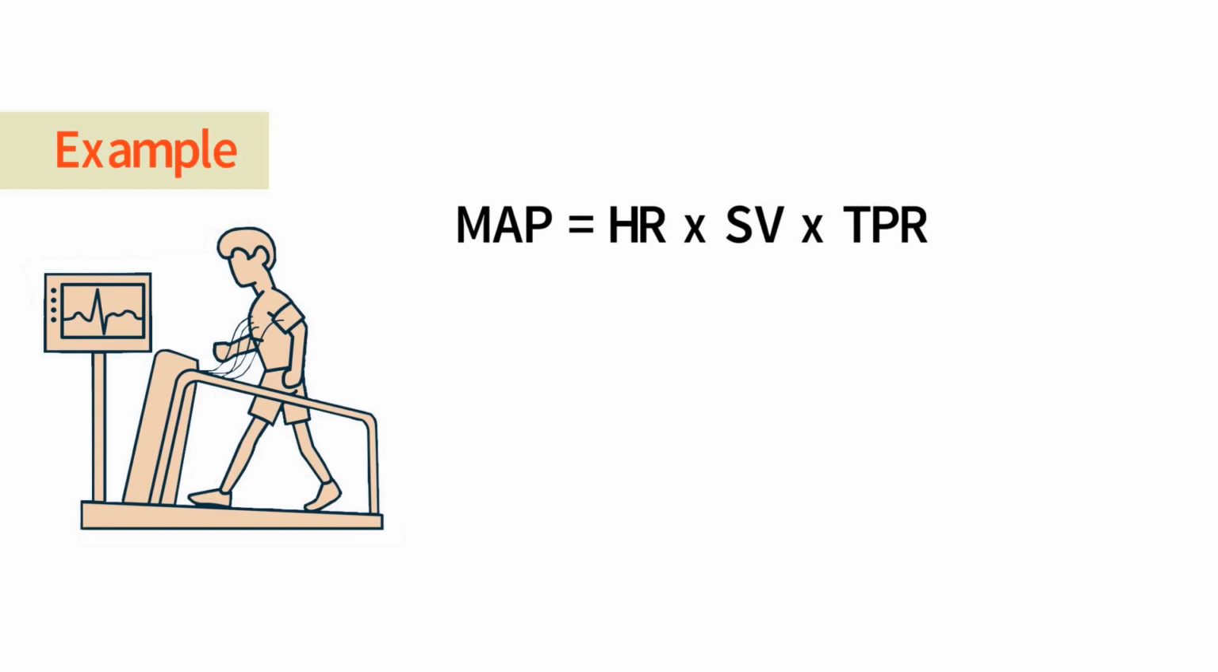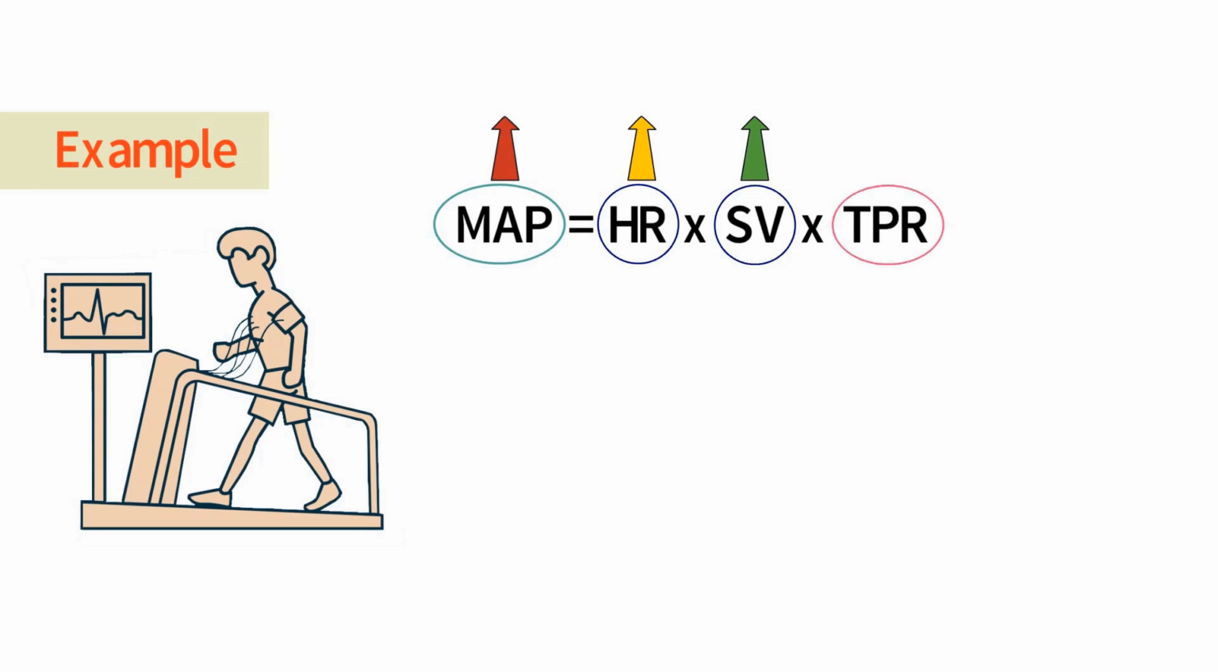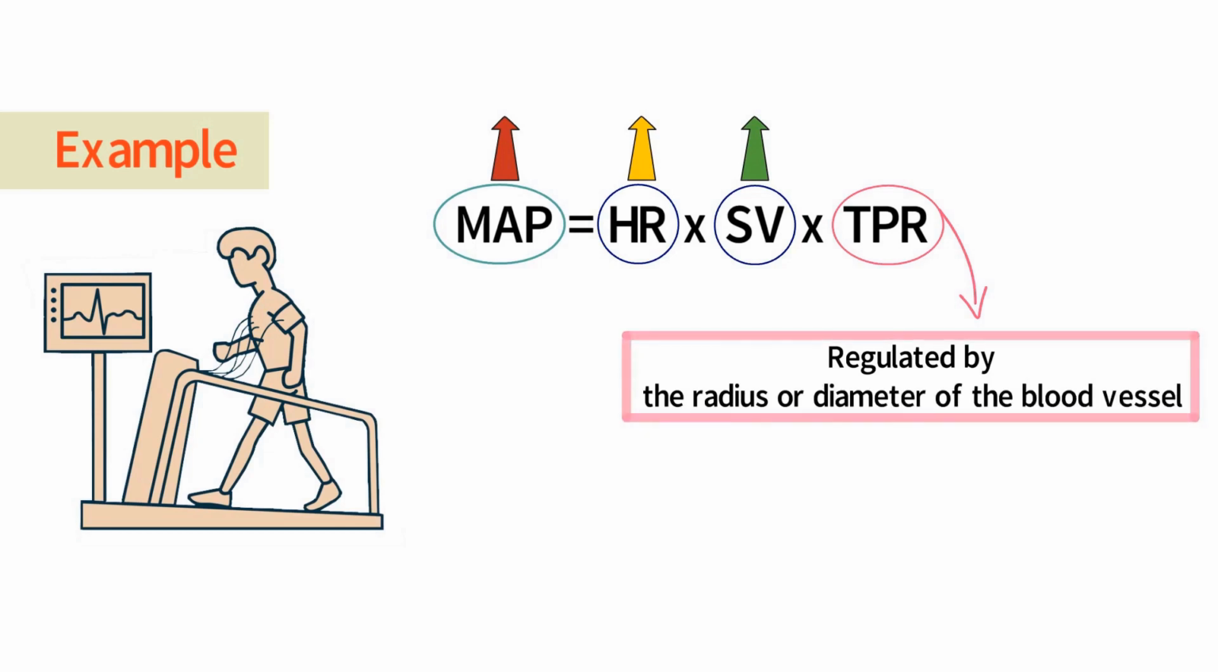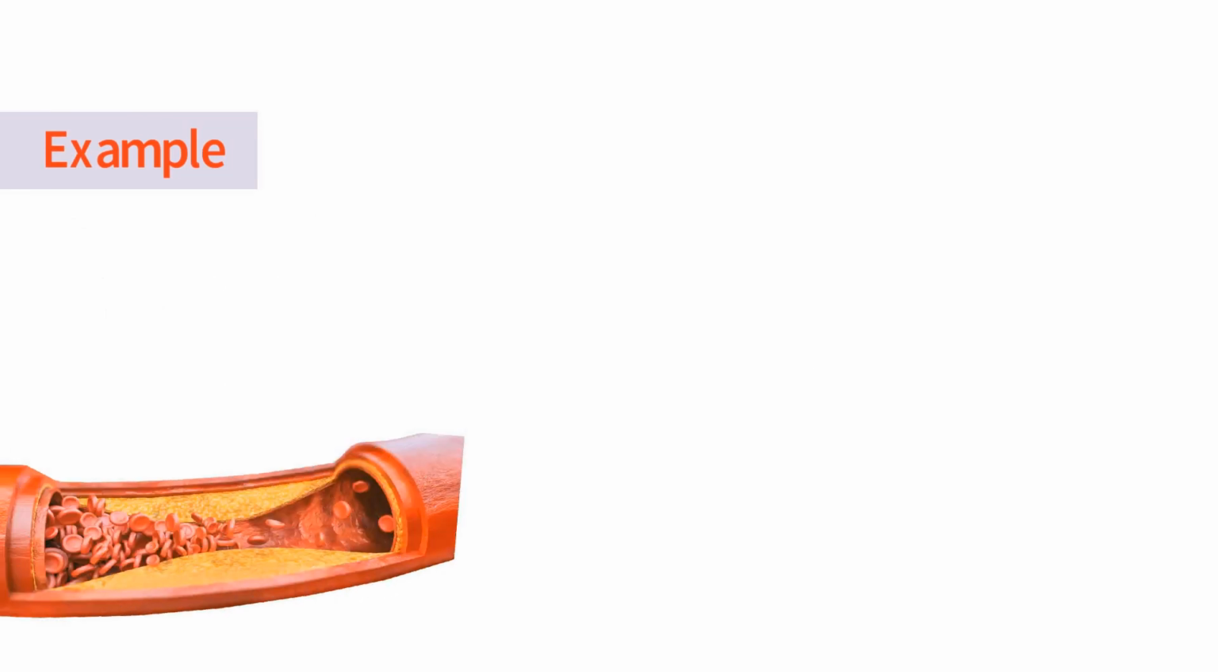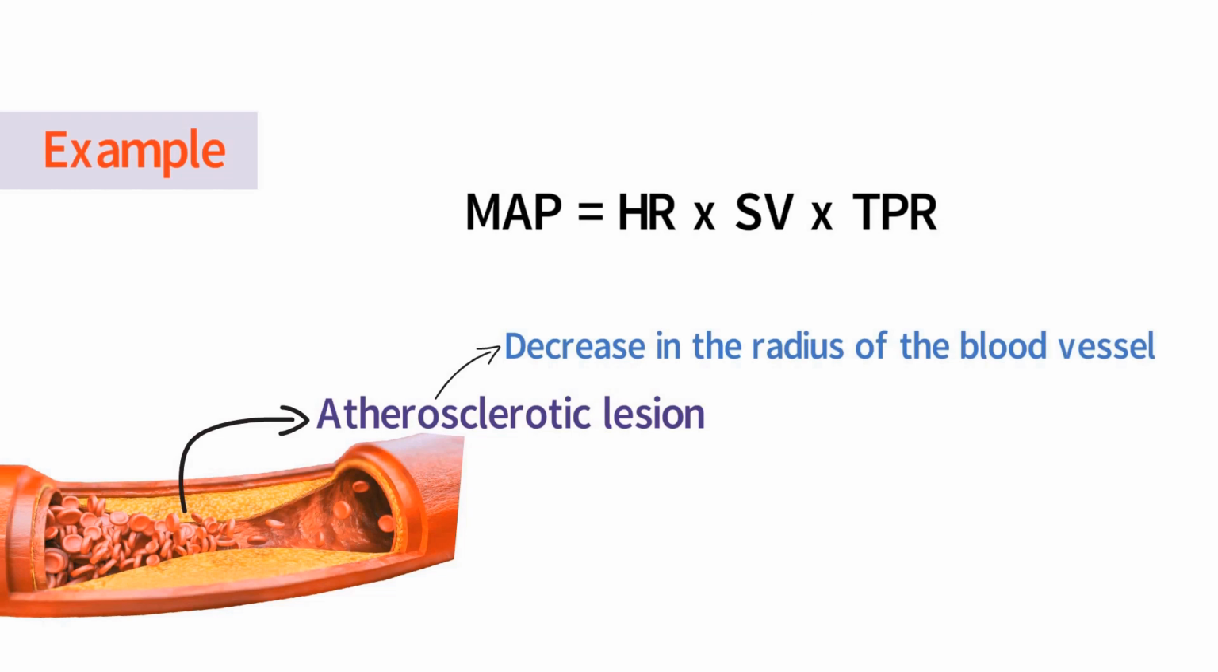For example, during exercise, both heart rate and stroke volume increase. As a result, mean arterial pressure increases during exercise. One key component regulating total peripheral resistance is the radius or diameter of the blood vessel. For example, if an atherosclerotic lesion grows in a blood vessel, this will decrease the radius of the blood vessel, increasing the total peripheral resistance.